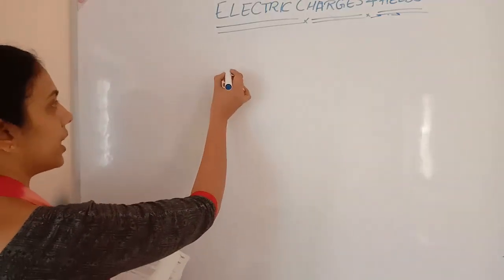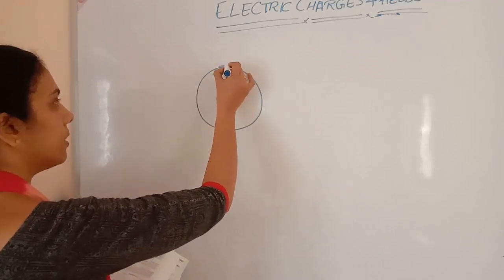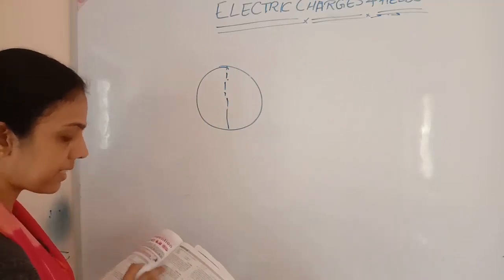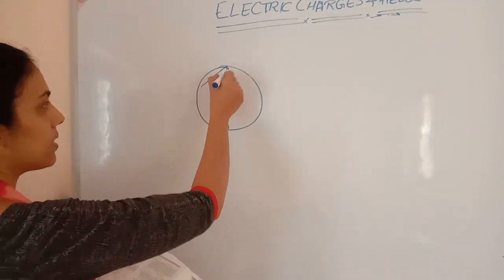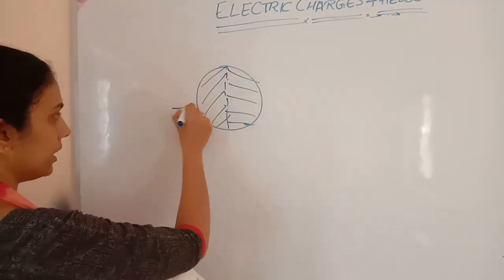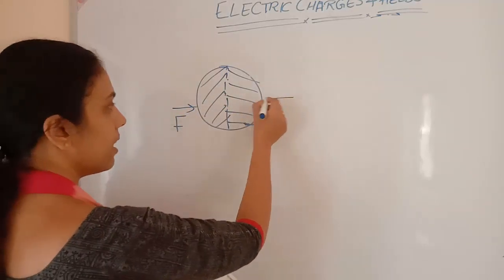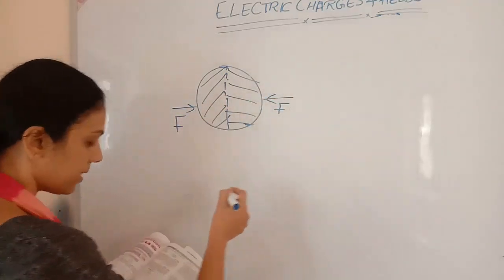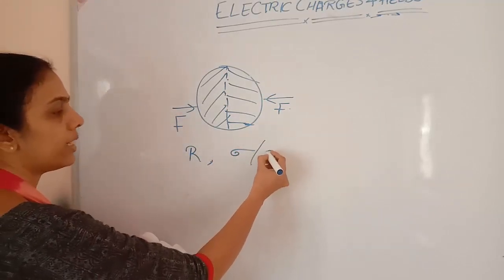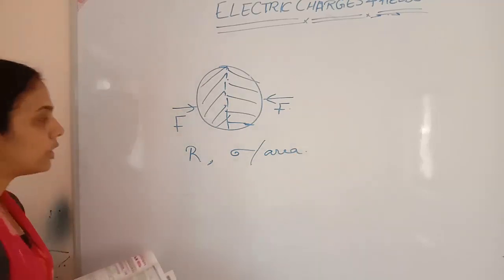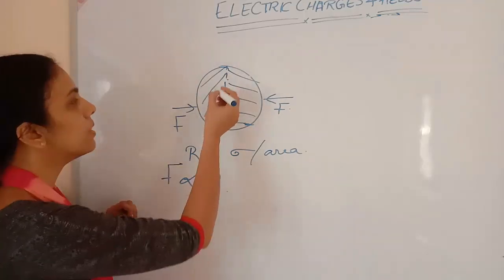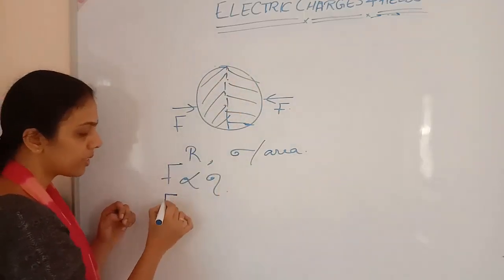So a spherical shell is made of two hemispherical shells held together by pressing. So these are two hemispheres which are pressed together by a force F. One force is here, one force is here. Its radius is R and it has surface charge density per unit area. We should find out the force. Force is proportional to which one? This is the question.